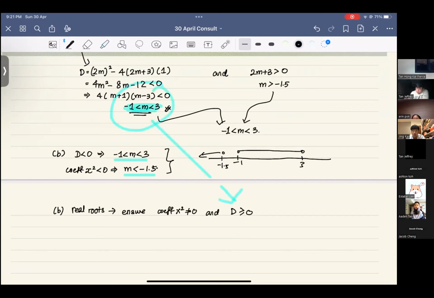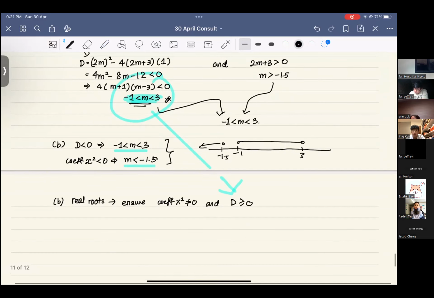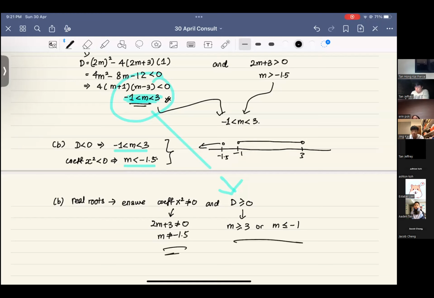So with discriminant more than or equal to 0, this will tell you that your m must be either more than or equal to 3 or m less than or equal to -1. Not equal to 0 will tell you that 2m plus 3 must not be equal to 0. m cannot be -1.5. These two will be your answer for B.